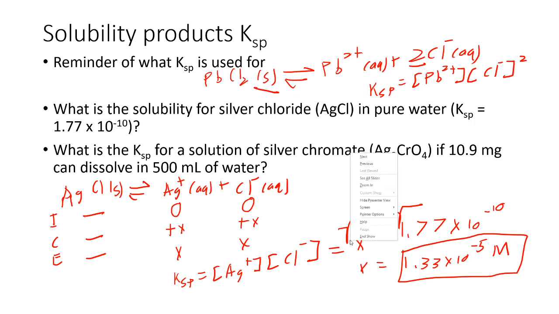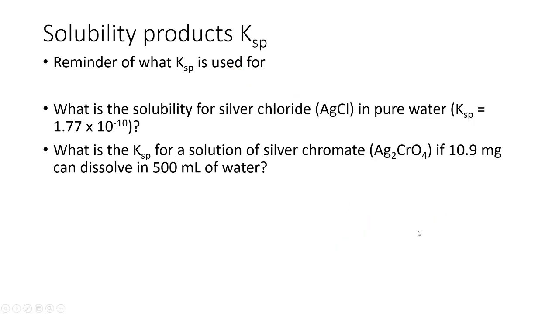Now, let's look at the second question next. The question is, what is the KSP for a solution of silver chromate if you can dissolve 10.9 milligrams in 500 milliliters of water? So first, for this problem, we've got to be able to work with molarities to be able to actually do anything. So we've got a lot of conversions to do at the start.